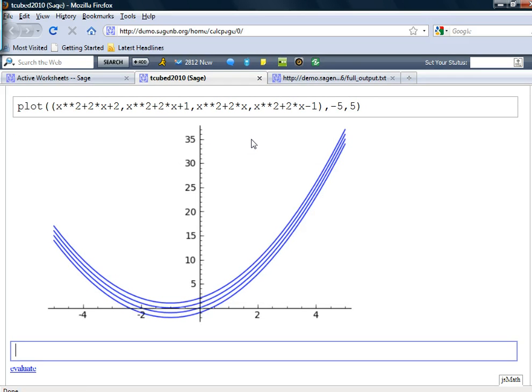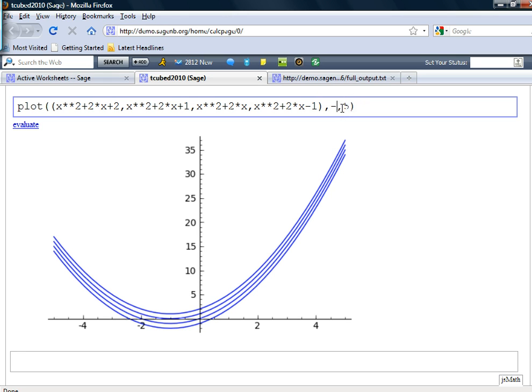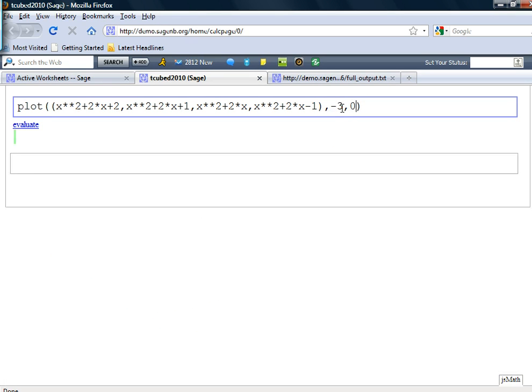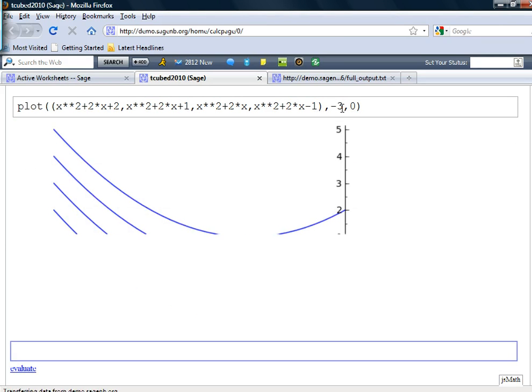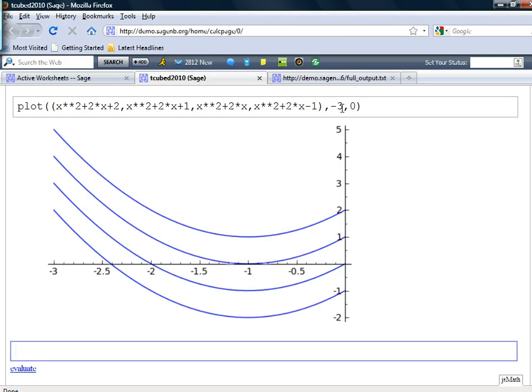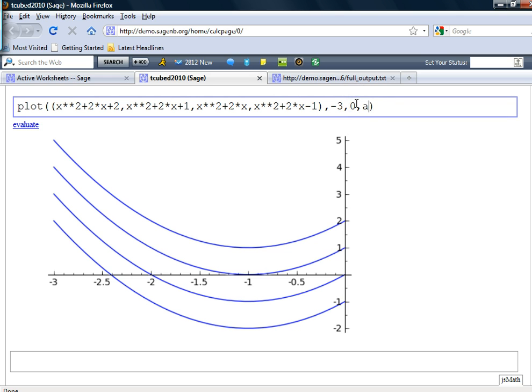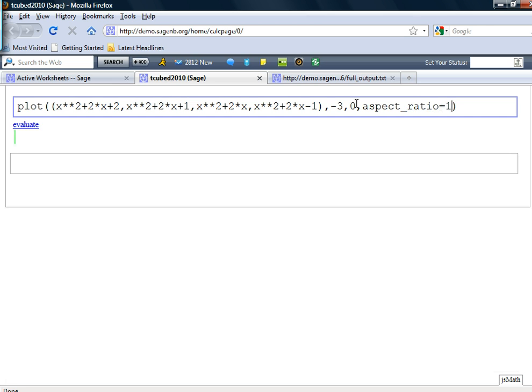Okay, and if you don't like that graph, you can play with the x min, x max. How about from -3 to 0 or something? Right, that might make it more obvious what's happening. No roots, repeated roots, 2 rational roots, 2 irrational roots. If you don't like what that looks like, you can play with the aspect ratio. Maybe that might make it more readable.